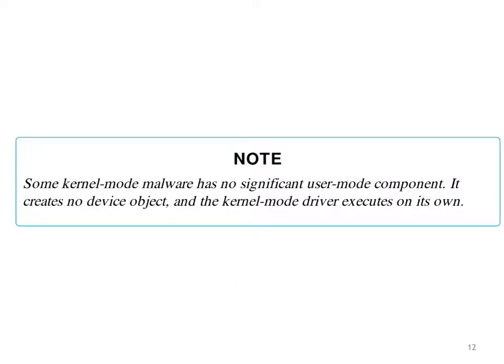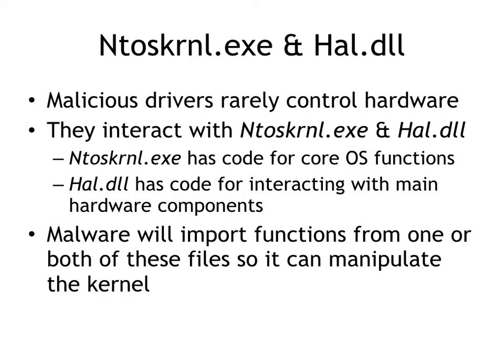So there's some malware that lives entirely in the kernel and creates no device object. So in that case, it gets pretty hard to find and pretty hard to catch. And that's why they say there are rootkits that are essentially impossible to find. Although there are modern tools that can find them, they get very difficult to find. So NTOS kernel has the core for the OS functions.